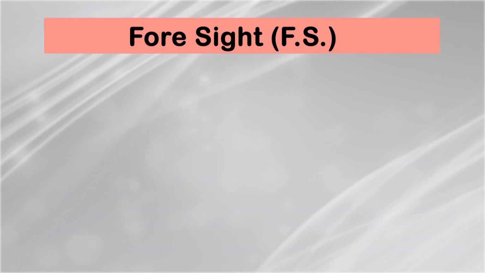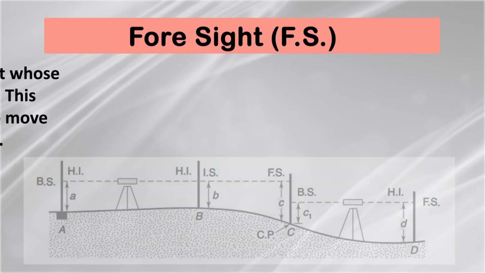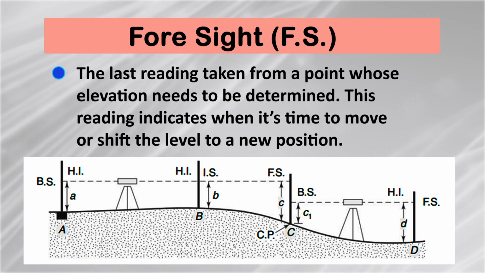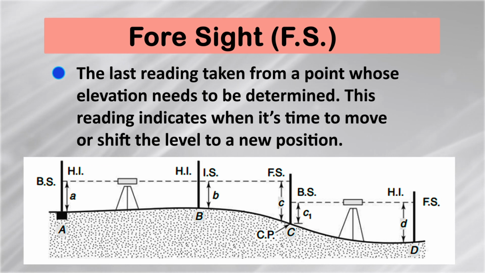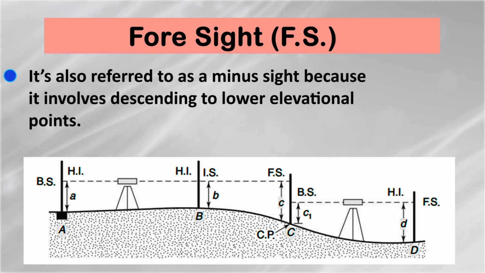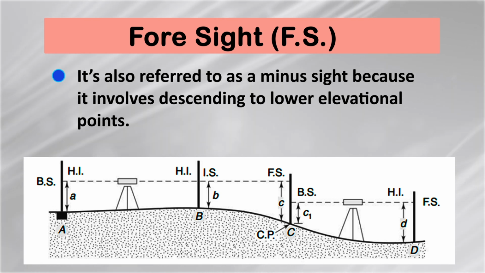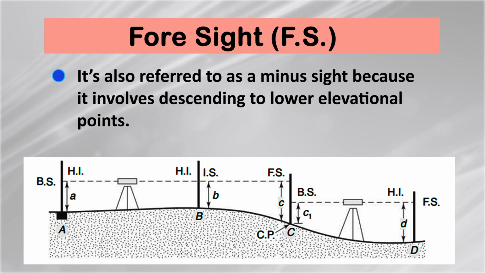Second one is foresight. It is the last reading taken from a point whose elevation needs to be determined. This reading indicates when it is time to move or shift the level to a new position. It is also referred to as a minus sight because it involves descending to low elevation points.